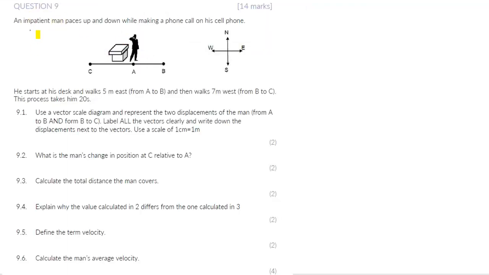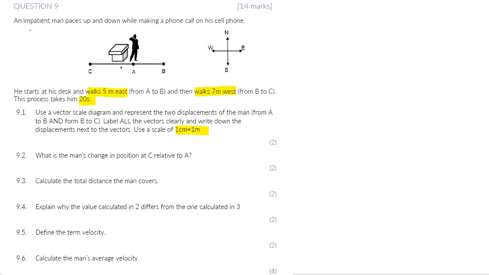Question 9. An impatient man paces up and down while making a phone call. He starts at his desk, walks 5 meters east, and then walks 7 meters west. The process takes him 20 seconds. Now, 9.1. Use a vector scale diagram and represent the 2 displacements of the man from A to B and from B to C. Label all the vectors clearly. Write down the displacement next to the vectors and then use a scale of 1 centimeter to 1 meter.